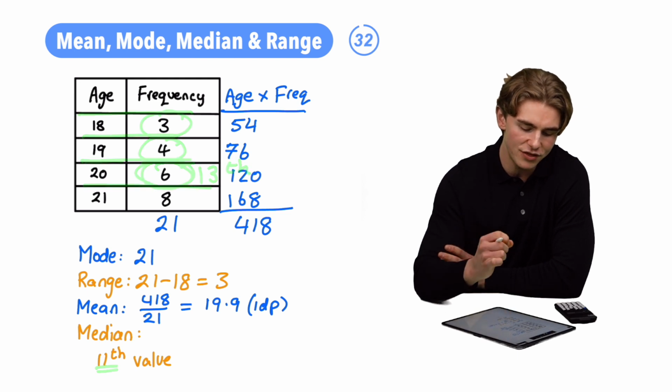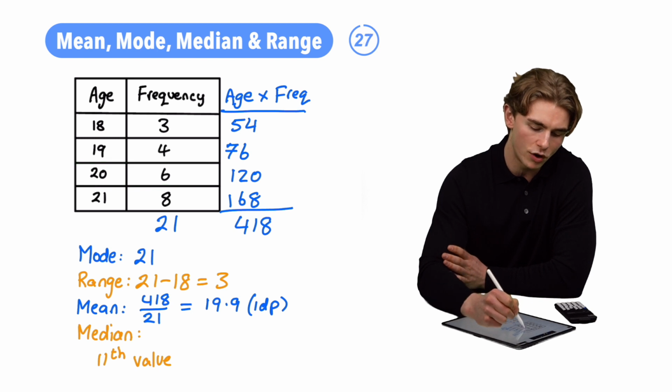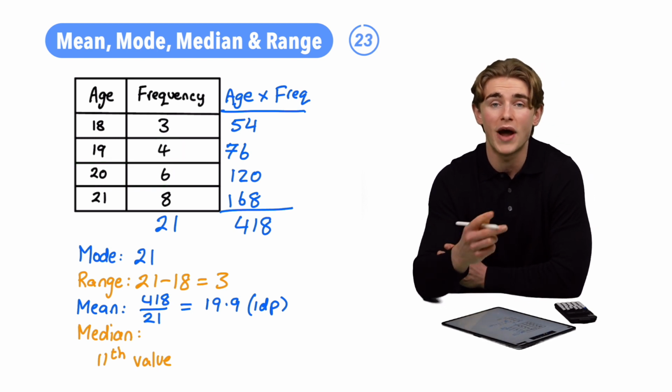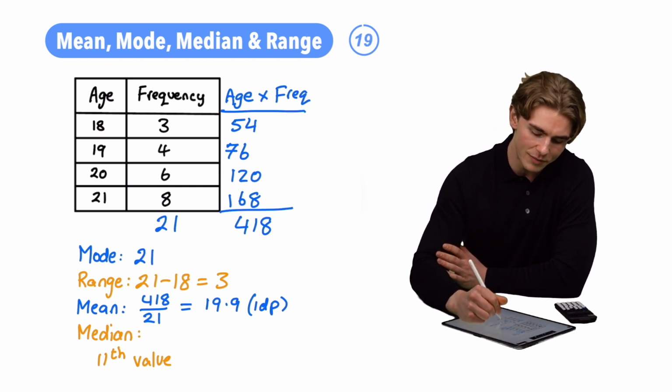So our 11th value has to be in this row. It has to be in the 20 row. Why? Because this one took us up to 7. This one took us from 7 to 13. So the 11th value has to be in the 20 category. So we can say, guys, that our median is going to be 20.